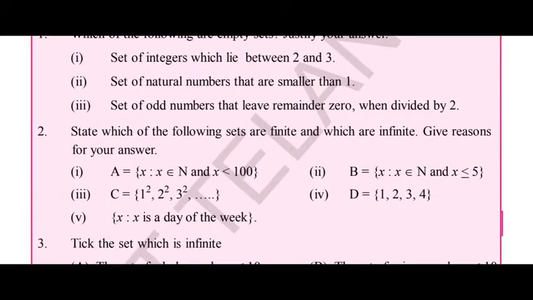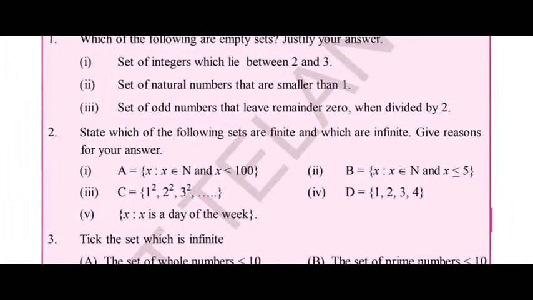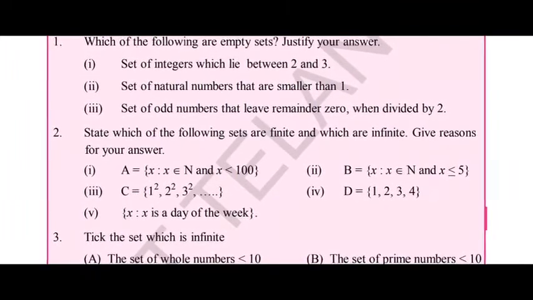Tick which are infinite. C is the set of integers less than 10. All the negative numbers and 0 up to 10 are infinite.